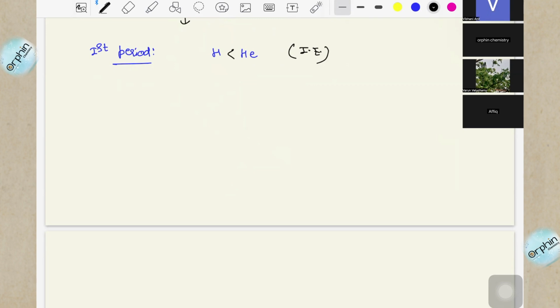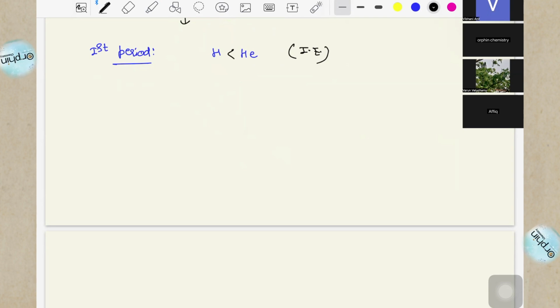So can you say one thing from here, that if inert gases have the highest ionization energy, then which element has the highest ionization energy in the whole periodic table? That's my question. In the whole periodic table, which element has the highest ionization energy? What is the answer for this?